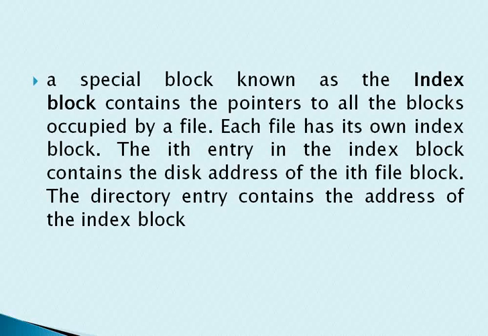A special block known as an index block contains a pointer to all the blocks occupied by a file. Each file has its own index block. The ith entry in the index block contains the disk address of the ith file block. That is, the directory entry contains the address of the index block.